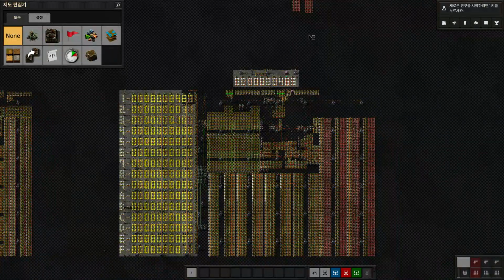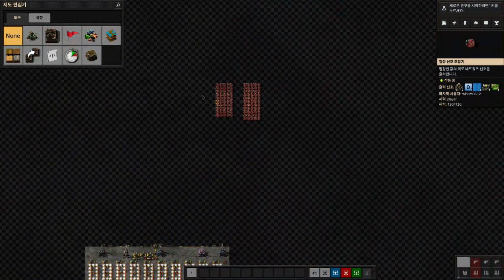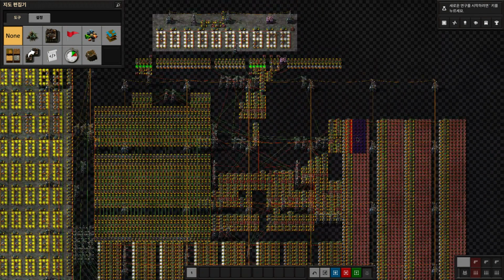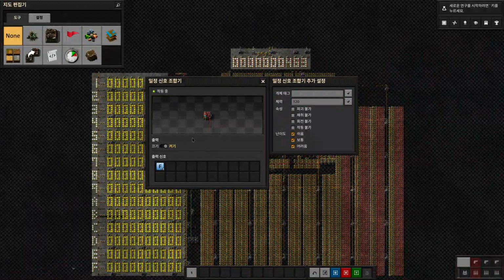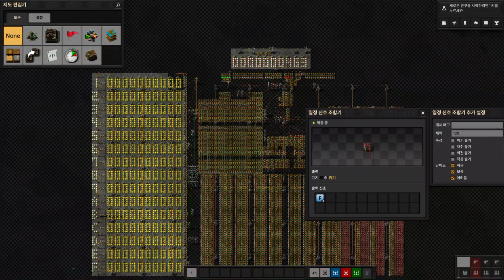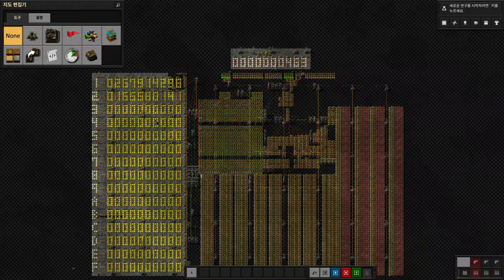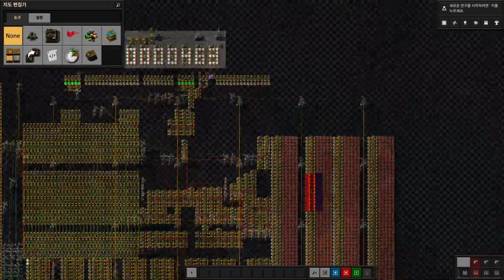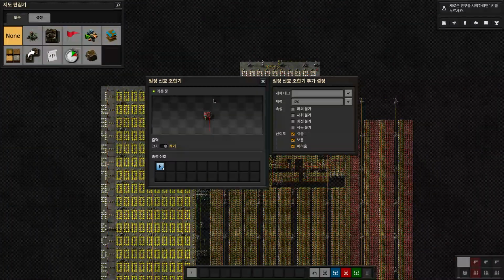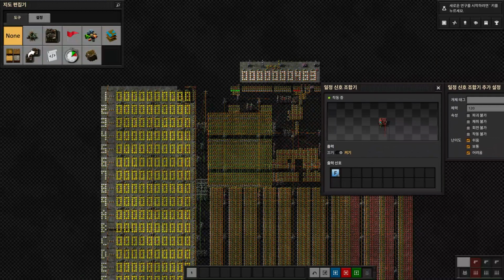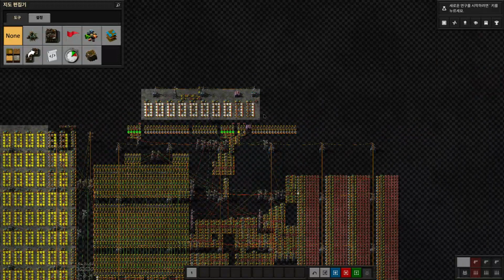Hello, today I want to show you a CPU I made, and there's two examples first. First example is calculating Fibonacci, and this is RAM cleaner. Calculating Fibonacci number, and second is calculating prime number. So if you look at this, it calculates prime number and quite fast.